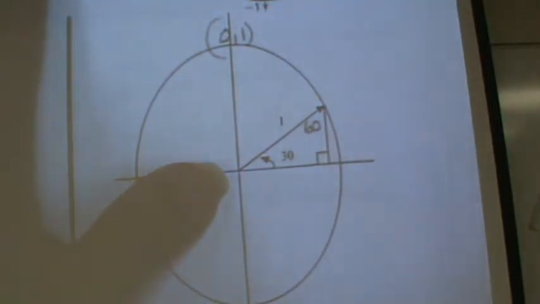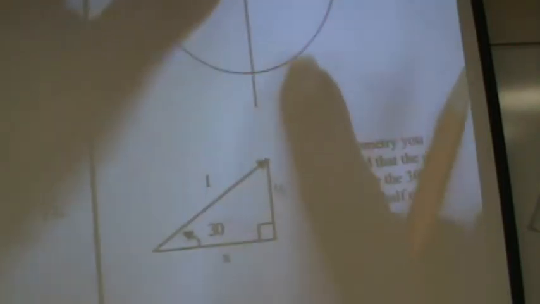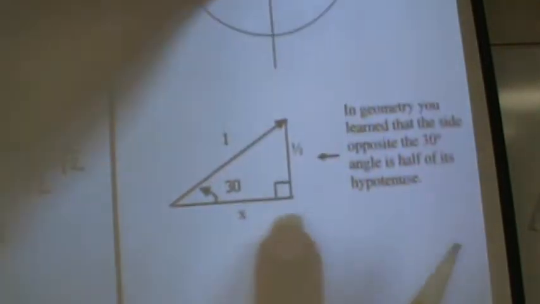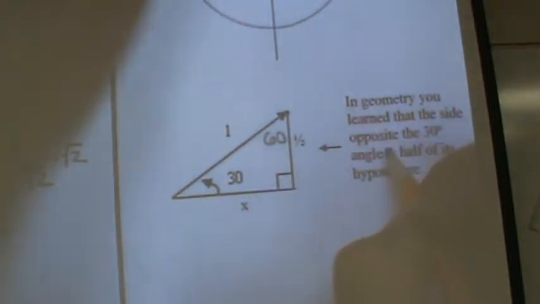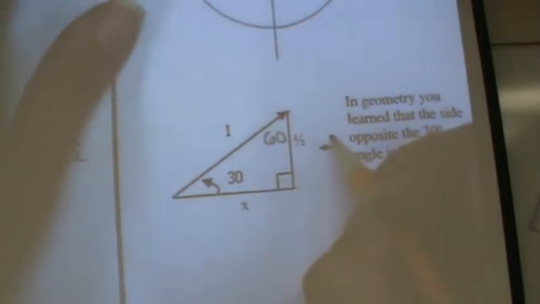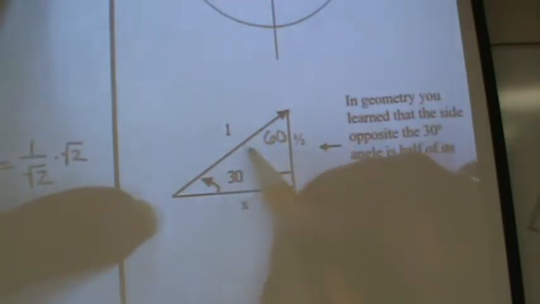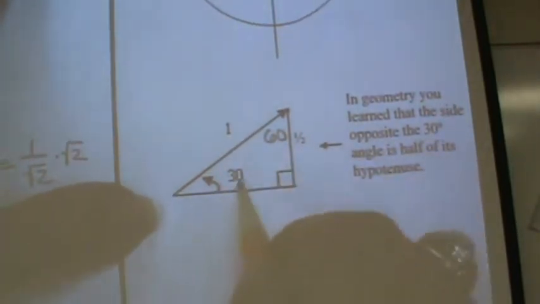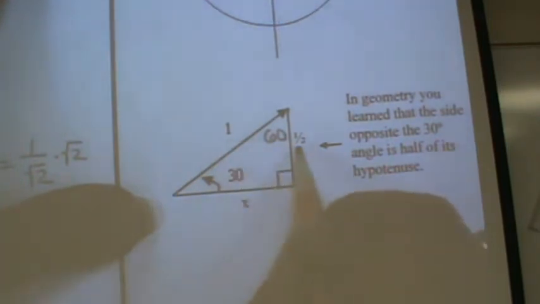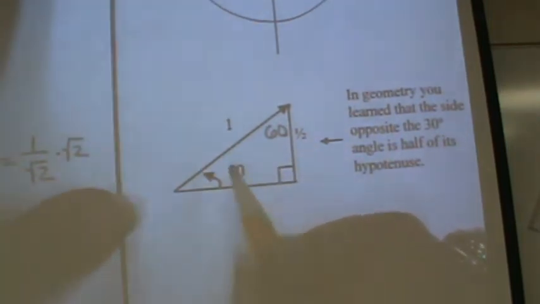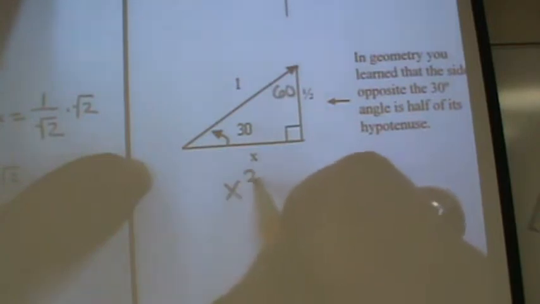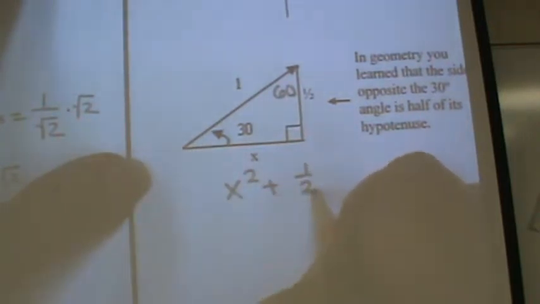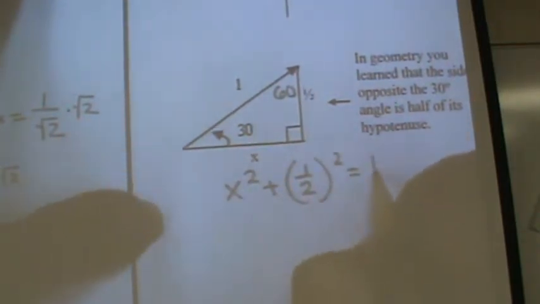This is stuff you learned in geometry. So we have a 30-60-90 degree triangle. You learned in geometry that the side opposite the 30 degrees is half of the hypotenuse. So if we say that this is 1 and this is a half, how will we figure out what this side is? Well, back to the Pythagorean theorem.